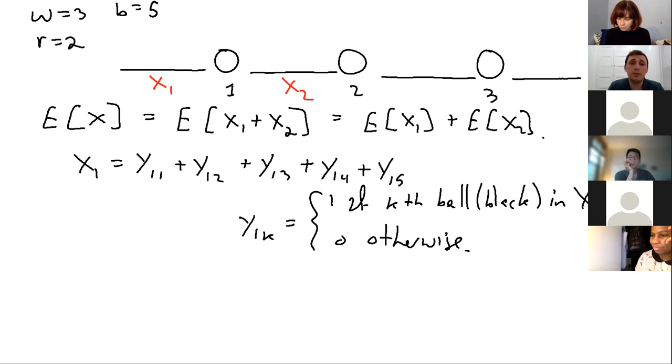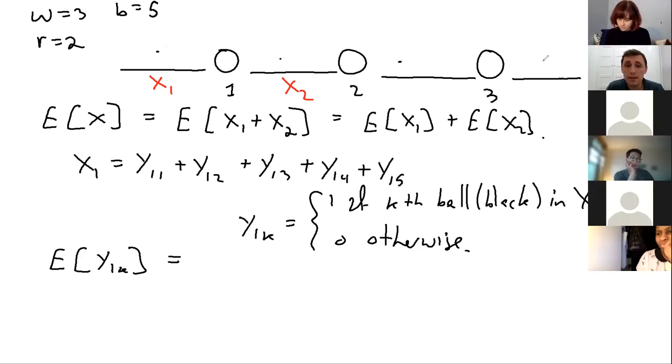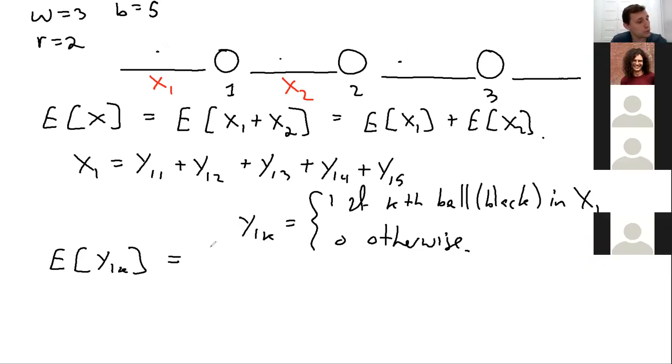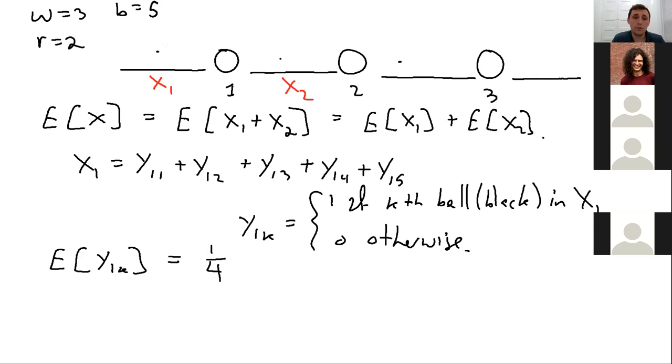Now, what's the expected value of Y1k? That's just the probability that it would be in this region. Now, how many regions are there? 1, 2, 3, 4. It's equally likely to be anywhere in those four regions. So the probability that it will be in the first region is 1 out of 4. So the expected value is 1 out of 4. Yes? So it's 1 over 4 there, and it's true about any one of them.